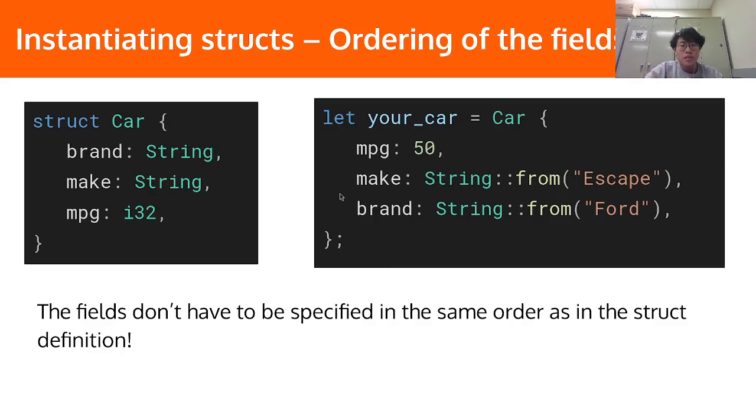Next, another thing I want to bring up is that when we instantiate a struct, the ordering of the fields does not matter. For example, here we define the struct Car to be in the order brand, make, and MPG. When we instantiated it previously, we also followed the ordering of brand, make, and MPG. However, you can actually reorder them. For example, you could use MPG, make, and brand. Here I switch the ordering around, but this is still a valid way to instantiate a struct.